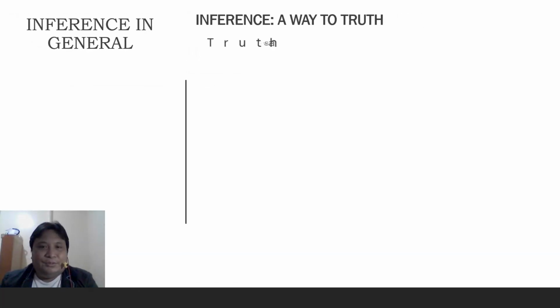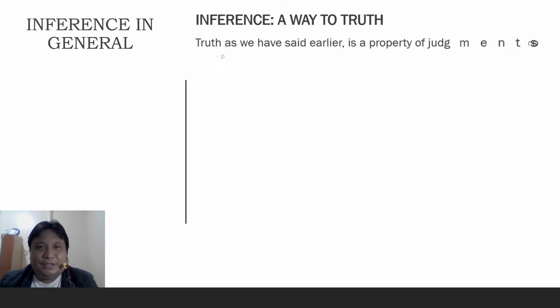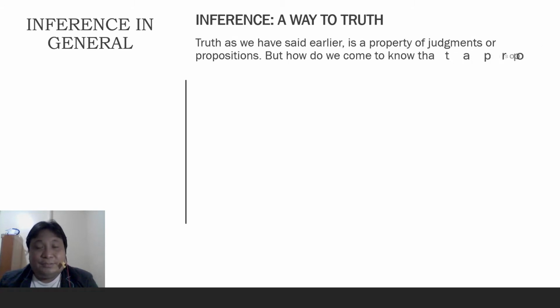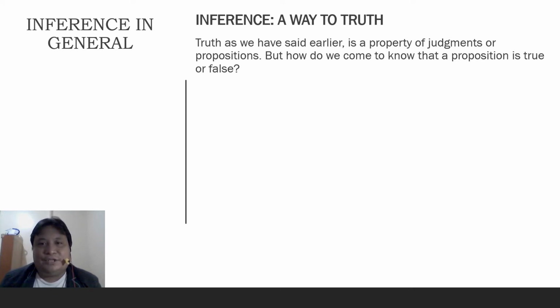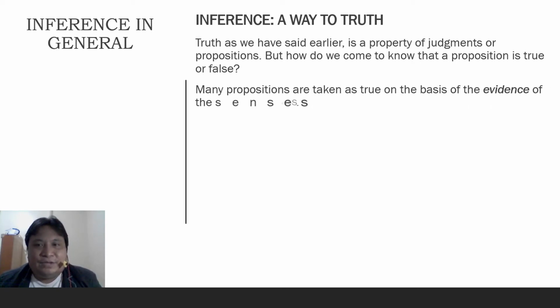Okay, so let's proceed now to the next topic, the main topic: inference as the way to truth. Truth, as we have said earlier, is a property of judgments or propositions. But how do we come to know that a proposition is true or false? Many propositions are taken as true on the basis of, number one, evidence. So, evidence of the senses.